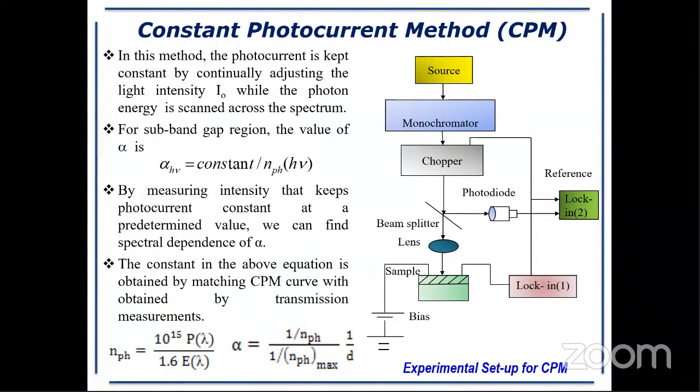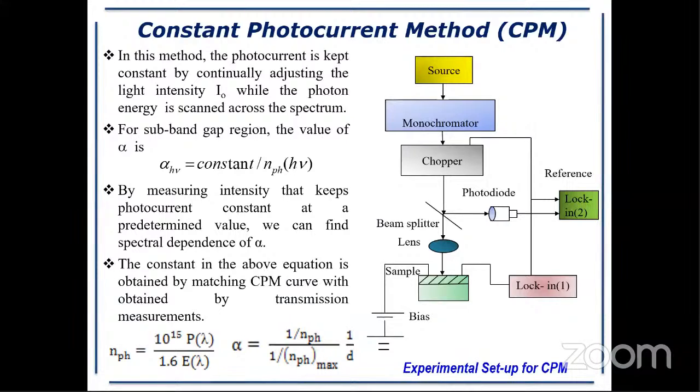So in this method basically the photocurrent is kept constant, and that's why we are saying this is the constant photocurrent method, by continually adjusting the light intensity I naught while the photon energy is scanned across the spectrum. For the sub-band gap region, the value of alpha is given by alpha(h nu) equal to constant upon I_ph(h nu). By measuring the intensity that keeps the photocurrent constant at a predetermined value, we can find out the spectral dependence of alpha.